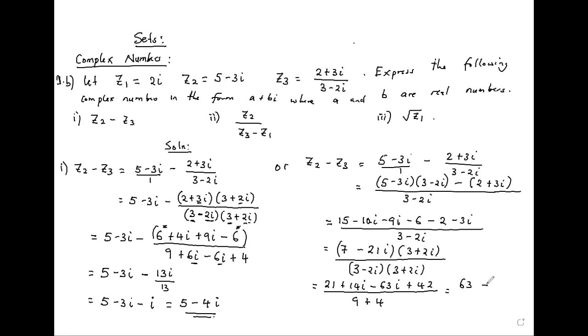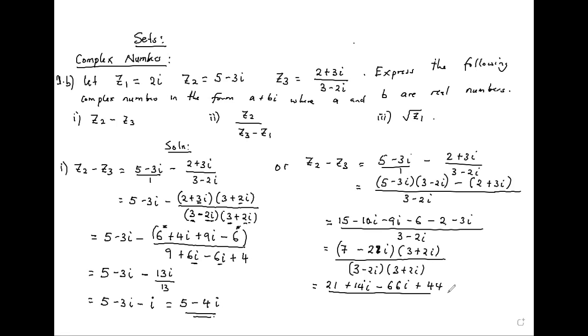Oh, let's check. 10, that is 19. Oh, this is supposed to be 22. 22, not 21. Okay, so we have 7 times 3, 21, and then 7 times 2, 14i, and then minus 60, 66i. Okay, and then plus 44.